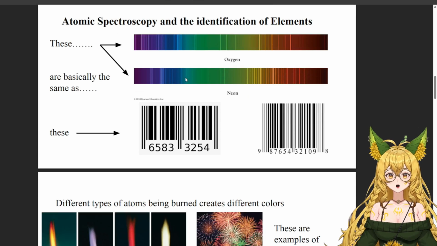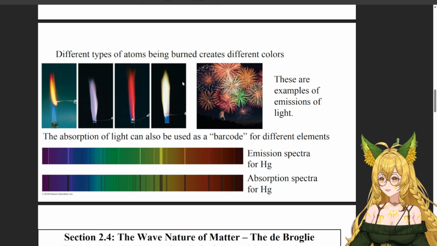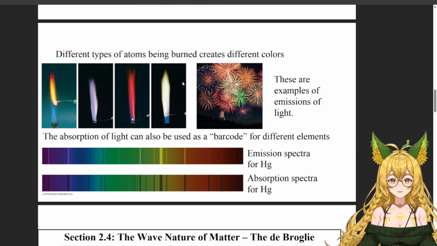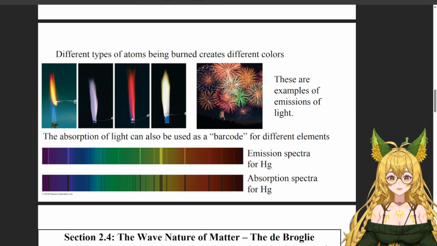Neon has a huge wide variety. It's why we have so many different kinds of neon signs. And we can even take it a step further when we do different types of atoms being burned. It creates different colors, and this is how we got fireworks.